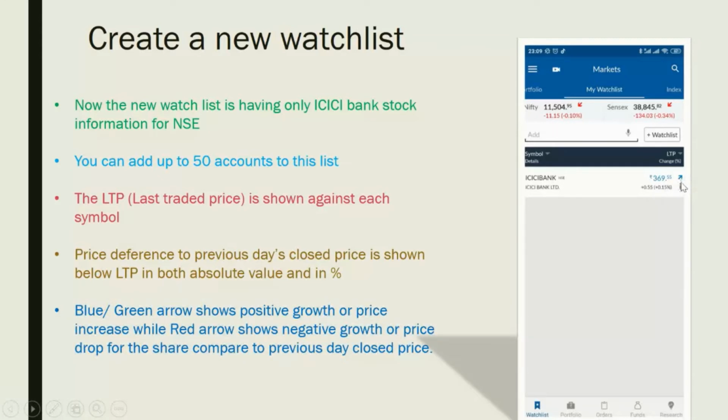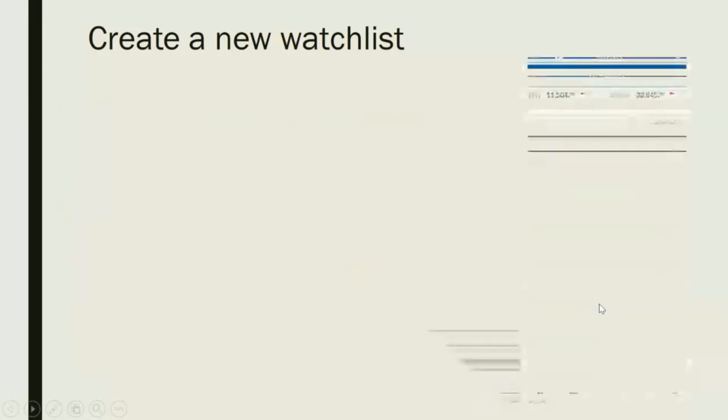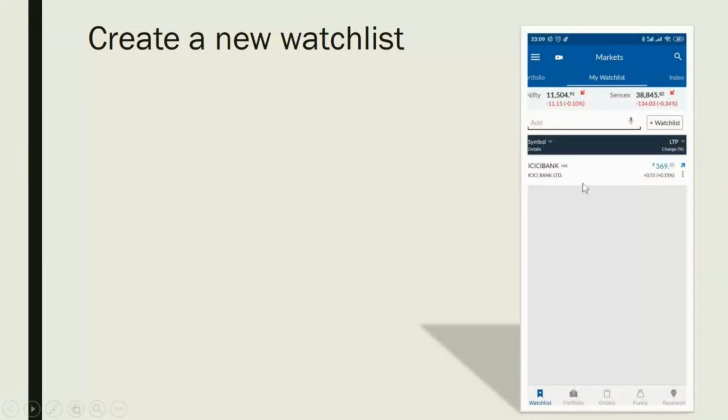The blue or green arrows show positive growth or price increase, while red arrows show negative growth or price drop of the shares compared to the previous day's closed price. We are comparing all our current trading prices versus the previous day's closed price. We will understand what closed price is in a few minutes. We have just updated the My Watch list.